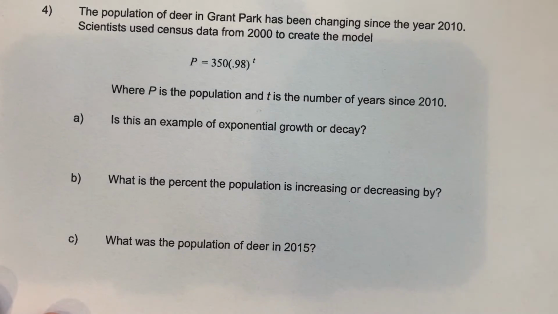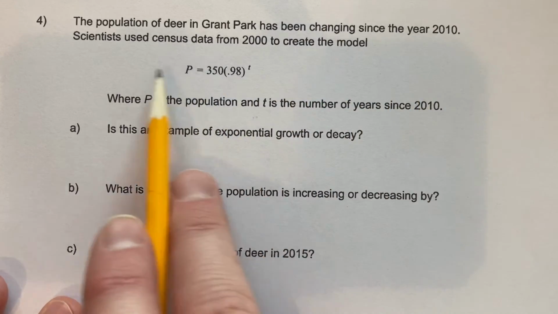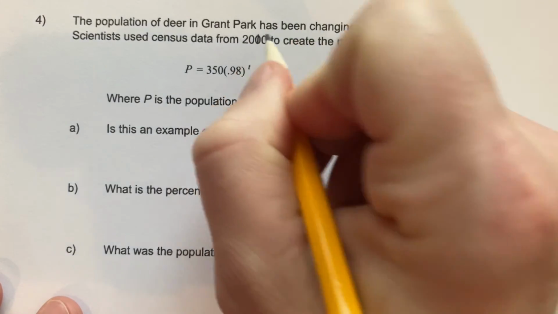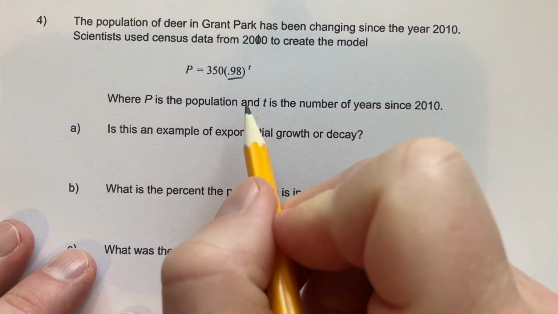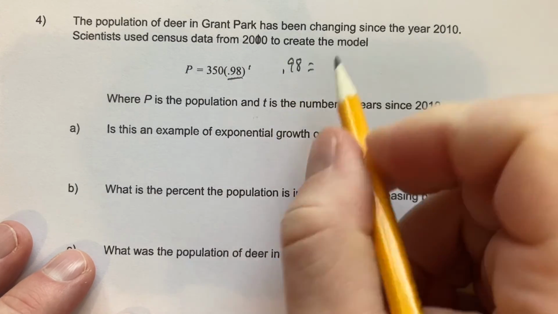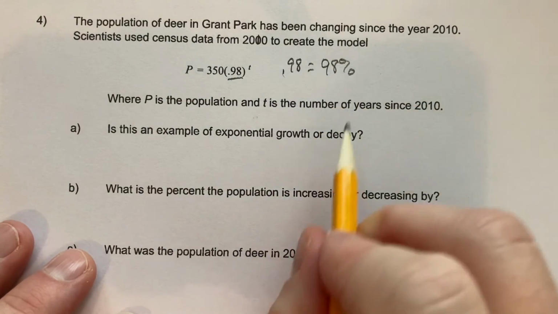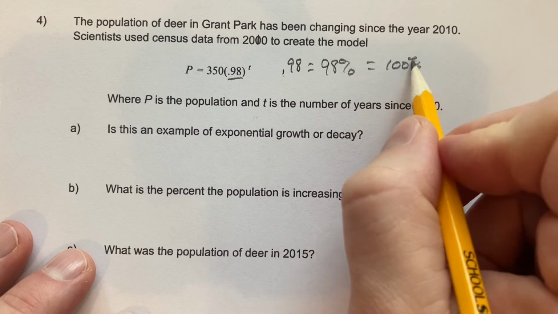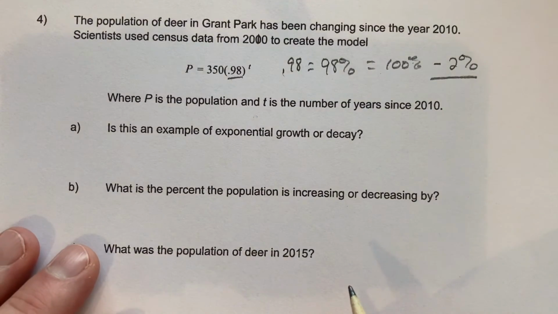All right, so same thing here. This one says population of deer at Grant Park has been changing since the year 2010. Scientists used census data from 2010 to create the model, okay? And so I see this 0.98. I'm going to take that 0.98 and change it into a percentage. If you move that over, it should be 98%. Now, again, I want to refer to that in terms of 100%. So 98% is 100% minus 2%. So again, that minus 2% is going to be important here.